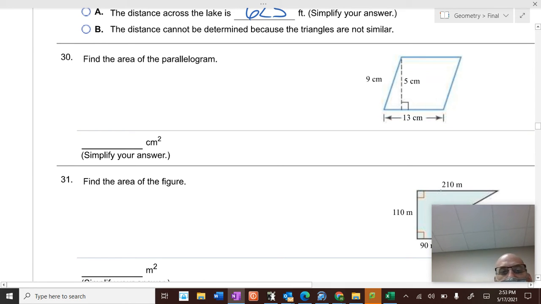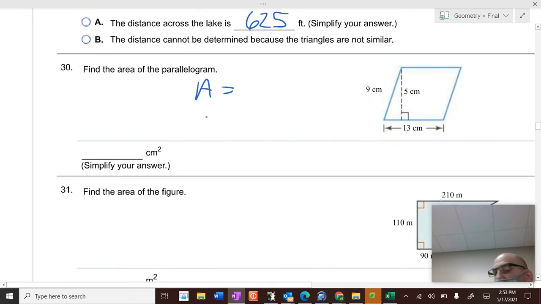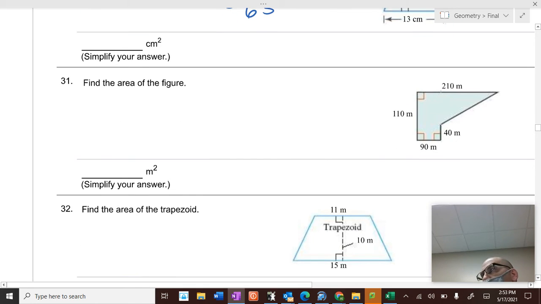Now we're to areas. Area is base times height. 13 times 5 is, 5, carry the 1, 65. How do we do the area of this? Make it into two shapes, a rectangle and a triangle. The area of the rectangle is 90 times 110. The area of the triangle is, if this is 110 and 40, we get 70 by 120.